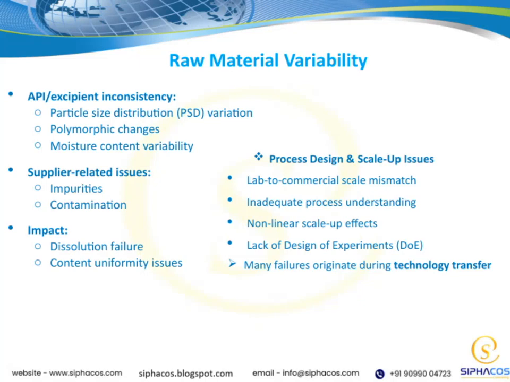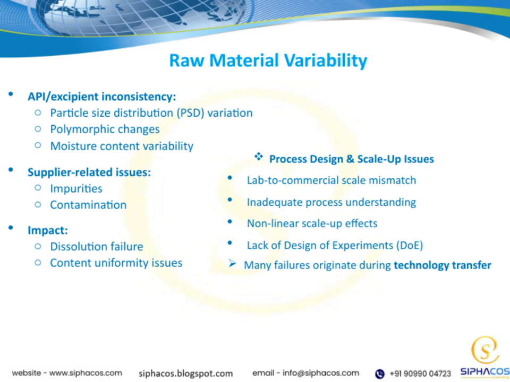When we look at process design and scale-up issues, one of the main challenges is the mismatch that often occurs when moving from lab scale to commercial scale production. This can lead to unexpected problems because processes don't always translate perfectly as you scale up. Additionally, a lot of these issues stem from an inadequate understanding of the process itself. Without a clear grasp of how everything interacts, scale-up becomes riskier.